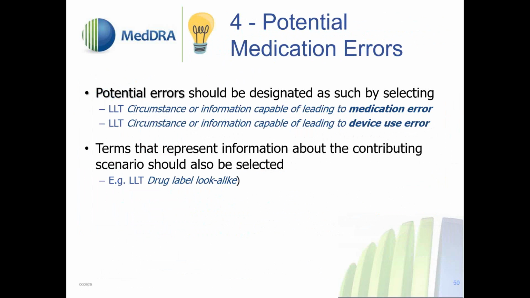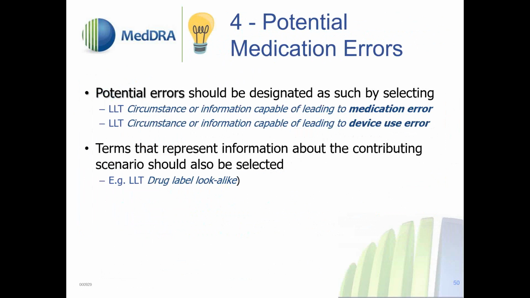Welcome. So principle number 4 refers to potential medication errors. I mentioned this when showing the different types of terms that we can find for medication errors and other product use error issues in MedDRA. Such incidents should also be captured, and MedDRA has 2 PTs for doing so. First of all, LLT and PT circumstance or information capable of leading to medication error, and LLT and PT circumstance or information capable of leading to device use error. And MedDRA terms that help capture the contributing factors should also be selected, like for instance, LLT drug label lookalike. Why are some regulators actually quite keen to receive such information?